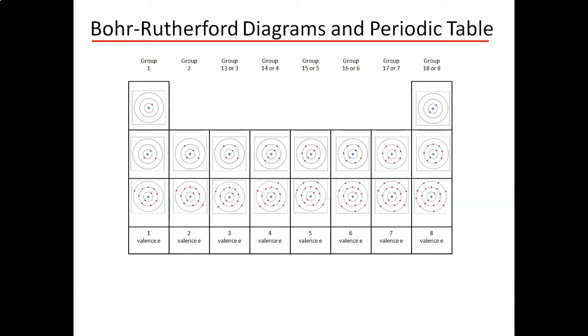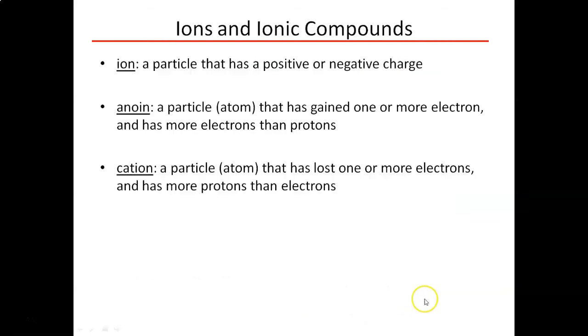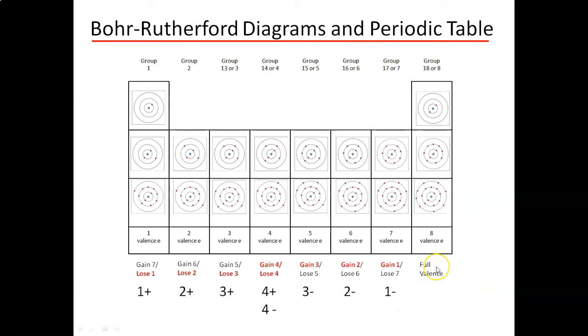So if we look at our periodic table, we talked about this last day, where we looked at our group, where we looked at our number of valence electrons, and we looked at our group number being equal to our number of valence electrons. So we can either gain 7 or lose 1. It's easy to lose 1, it's plus 1. Group 2 will lose 2. Group 3 will lose 3. Group 4 can gain or lose 4. Group 5 will gain 3. Group 6 will gain 2. Group 7 will gain 1. Group 8 is full, so it doesn't gain any.